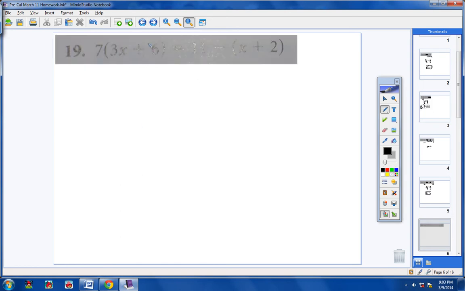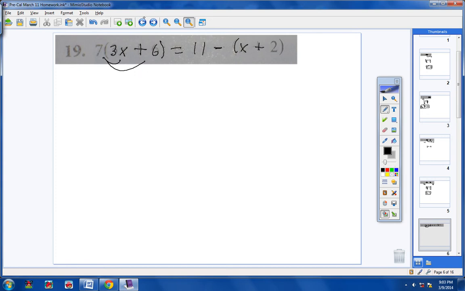Let's take a look at number 19. A little bit of a glare on this one, so I'm going to go ahead and fill this in. This is a 6 right here. And then on the right side we have 11 minus x plus 2. Now on this left side, do notice, please students, that we have some simplifying we can do. Do you notice how there's a 7 outside the parentheses here? So I can take that 7 and multiply it through.